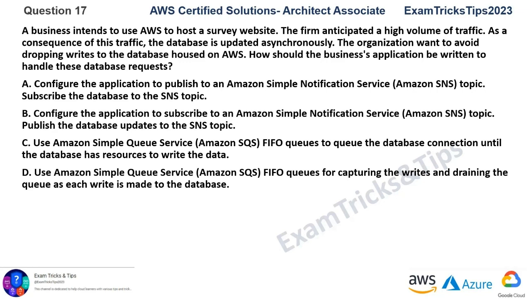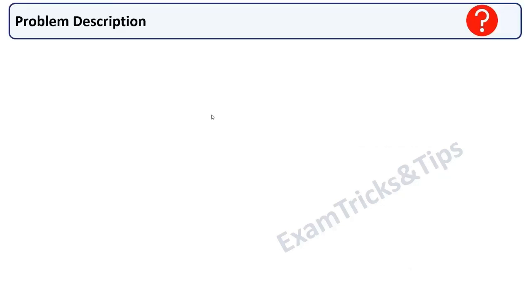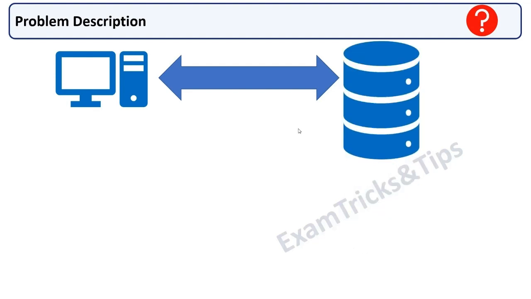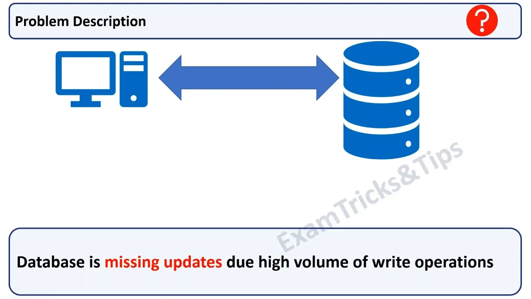So let's understand what we have in terms of problem description here. We have an application that is a survey website, and this survey website is anticipating a high volume of traffic. As a consequence of this traffic, the databases are getting updated asynchronously. So you're getting surveys from the customers, and those surveys are not getting updated in transaction mode, and there are delays in getting the database update done. And obviously it's building up the traffic, and you are missing updates. Some of the updates are lost. So not all the surveys are getting updated in the database.